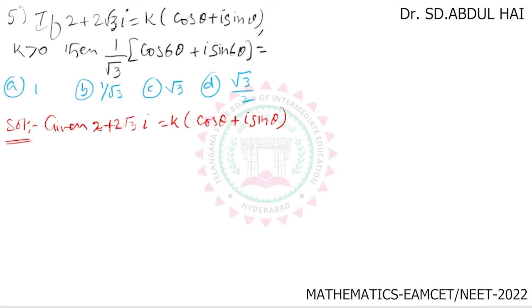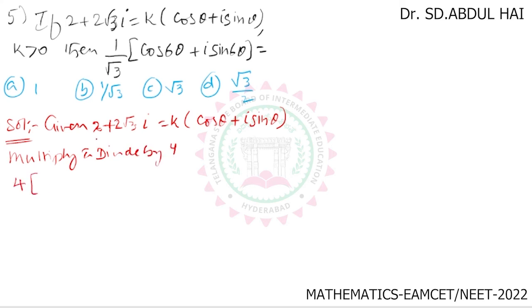One more direct method is to take r into cos theta plus i sin theta, then compare both sides, get the values of r, cos theta and sin theta, and then get the value of theta. That is a lengthy one, so we can't prefer that method here. Directly you can multiply and divide with this. So I am doing the same thing: multiply and divide by 4.